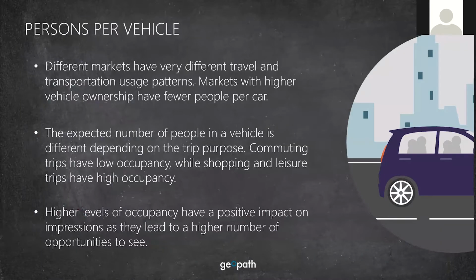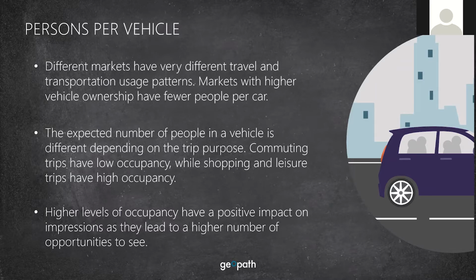So one of the other important components to an impression is not just the number of vehicles, but how many people are in those vehicles. So how many persons per vehicle, also known as vehicular occupancy. Now, different markets have very different transportation use patterns. If we're here in New York City, not many people in the city have a vehicle. People still use taxis and such. But there's a higher usage of public transportation.